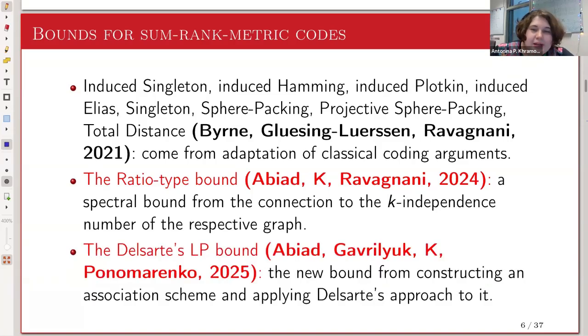And the second bound I will define is the Delsarte bound. It's a bound that comes from applying Delsarte's LP approach to sum rank metric codes. The Delsarte bound has been done for many other metrics like Hamming metric and rank metric, but not for sum rank metric. So this is the gap we are filling.